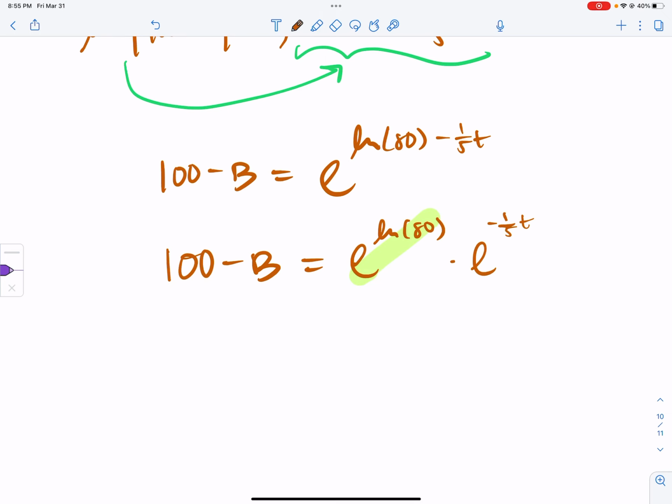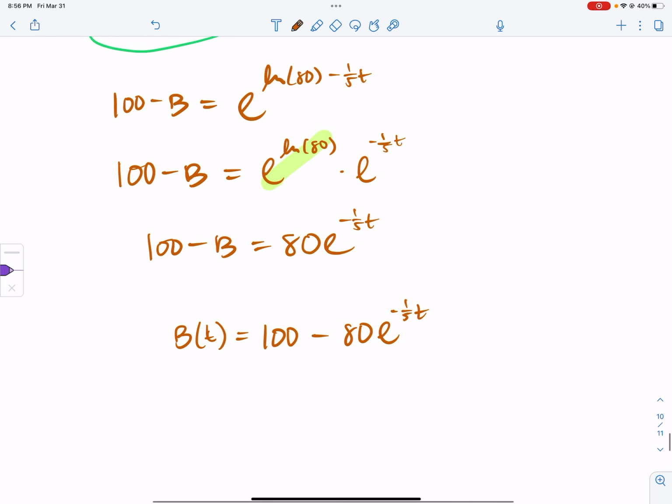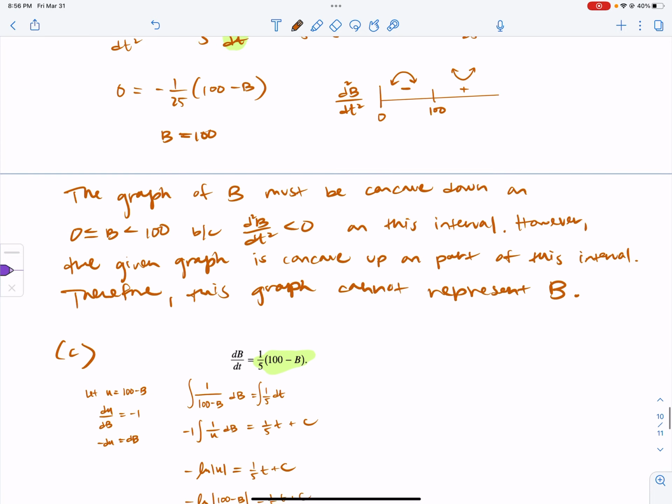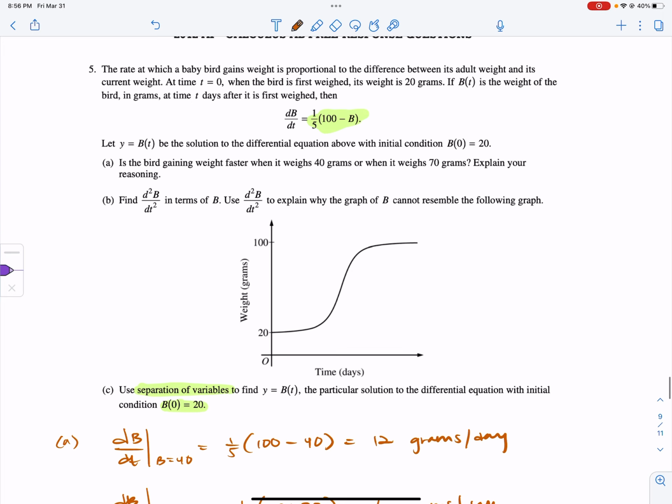Okay, so then just a couple more algebra steps. If we subtract 100 and then divide by -1, we end up with B, which I'm going to write as B of t. So that's what they were asking for. B of t equals 100 minus 80 times e to the negative 1/5 t. So that is our particular solution. This is for t greater than or equal to 0.